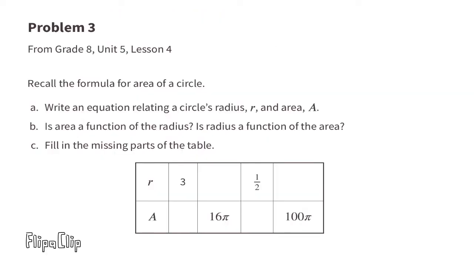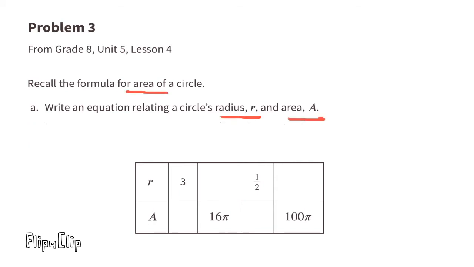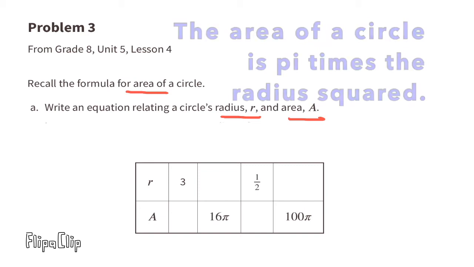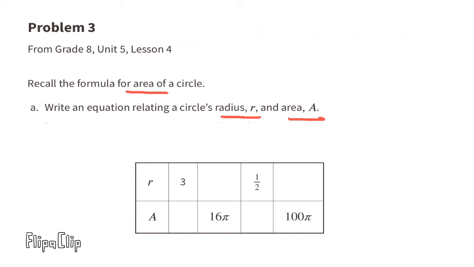For the next 3 minutes, she doesn't add or remove any water. Problem number 3 from 8th grade, Unit 5, Lesson 4. Recall the formula for area of a circle. The area of a circle is pi times the radius squared. A. Write an equation relating a circle's radius r and the area A. A equals pi r squared.